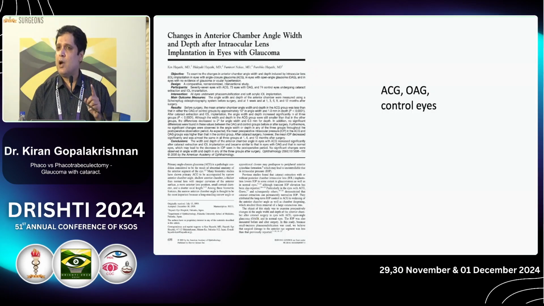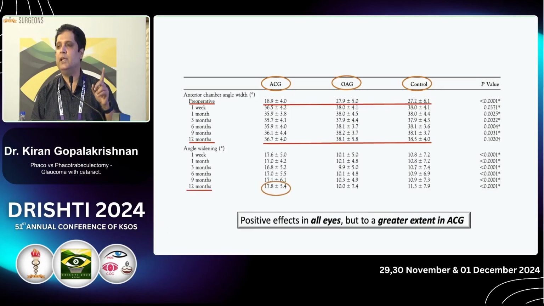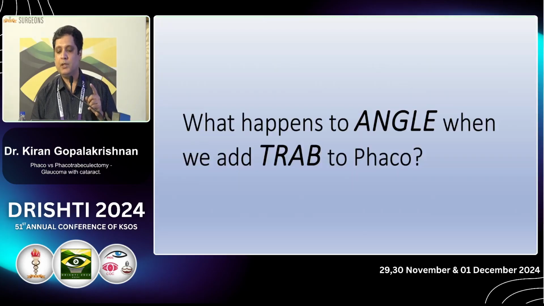But these changes are not confined just to angle closure eyes. If you look at open angle glaucoma and control eyes, you can see here that the anterior chamber angle widening and deepening is found in all three groups: angle closure eyes, open angle eyes, as well as eyes with no glaucoma. Though the maximum change is seen in angle closure glaucoma eyes, cataract surgery does have an effect even on the other eyes. So what happens to the angle when we add trab to phaco versus phaco alone?